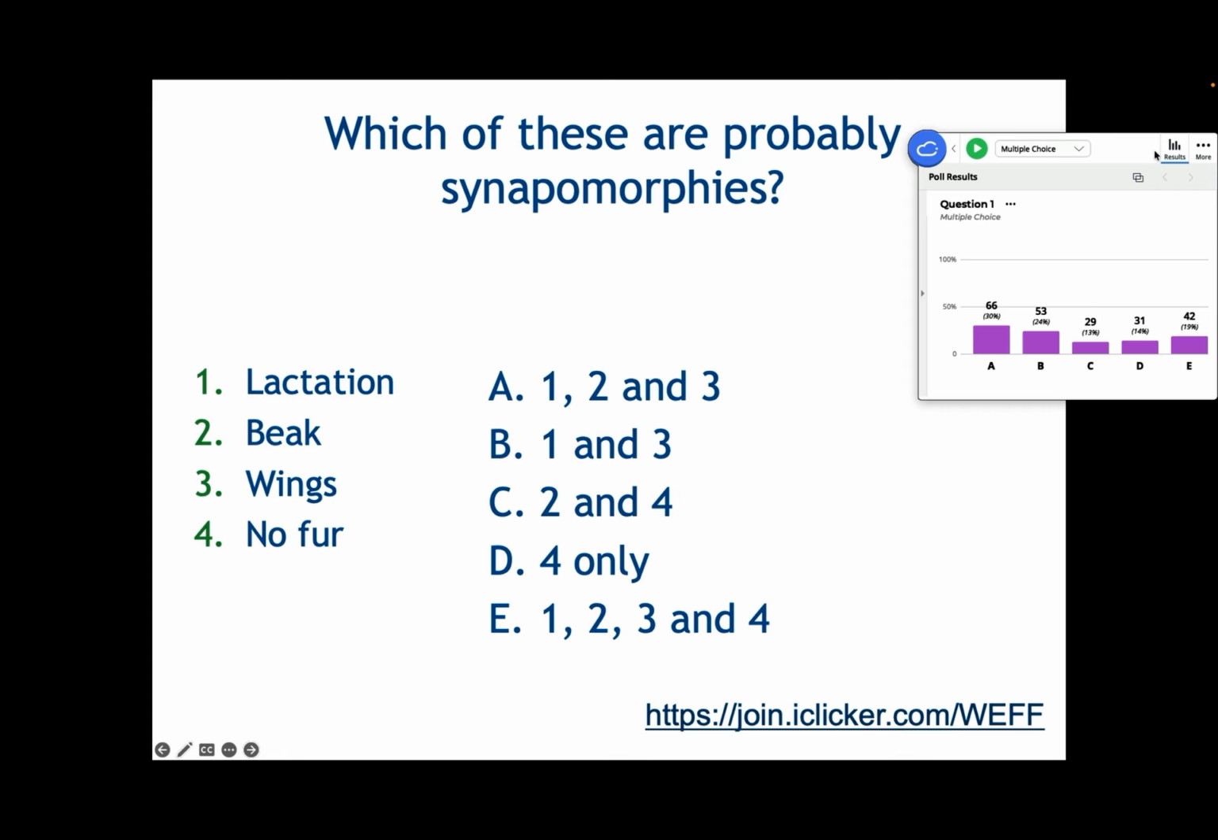Lactation, is it shared? Yes. Is it derived? Probably yes. So we would count lactation as a synapomorphy. Having a beak, is it shared? No, there's only one taxon that has a beak in this example. So number 2 is not a synapomorphy. Number 3, having wings, is it shared?